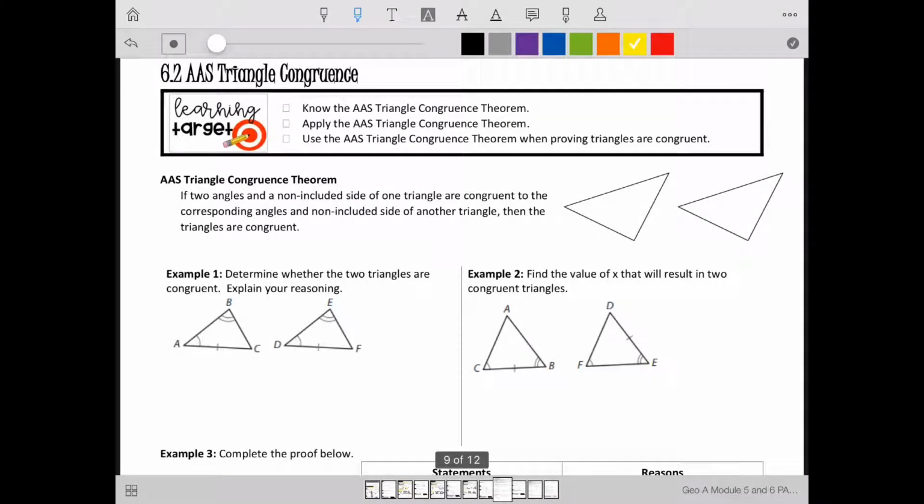Hello, in this video we will be covering section 6.2, which is about AAS triangle congruence. First, AAS stands for angle, angle, side.